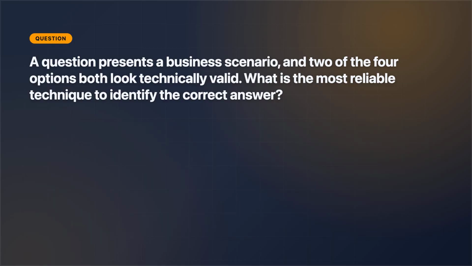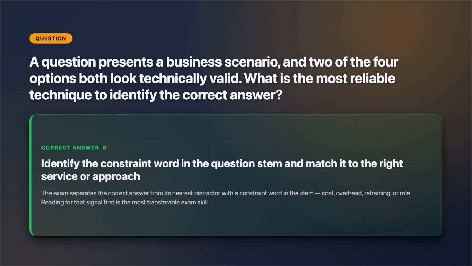The answer is B. The exam separates the correct choice from its lookalike using a constraint word in the stem. Something about costs, overhead, retraining, or user role. Reading for that signal before you evaluate the options is the most transferable skill on this whole exam.